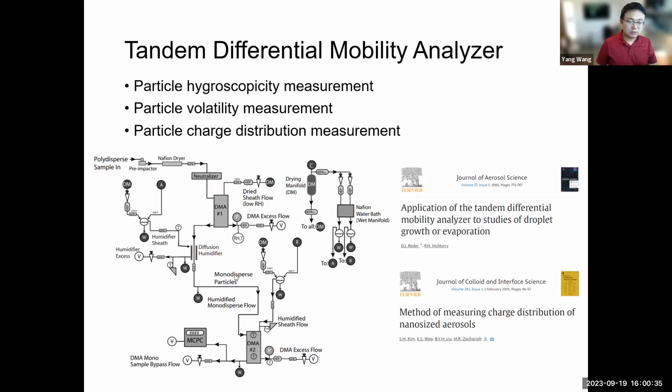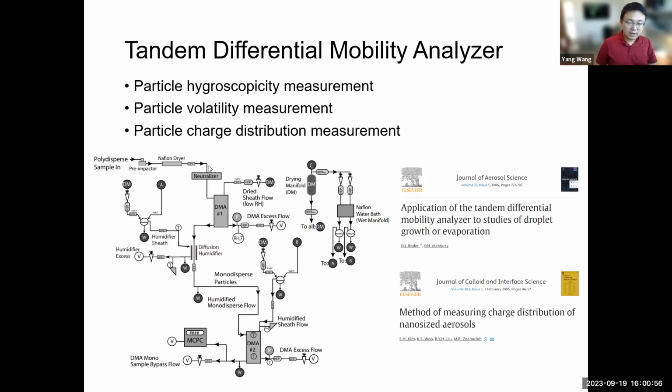So I think I showed before that basically for the charge distribution, there's a field theory where you can calculate the charge distribution, but people also did experiments to monitor or to determine the charge distribution. So to do that, you replace a humidifier with a neutralizer.